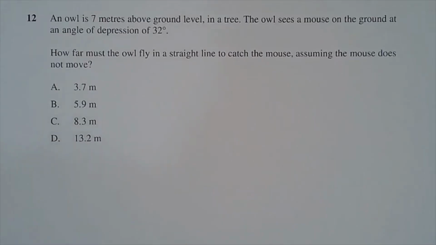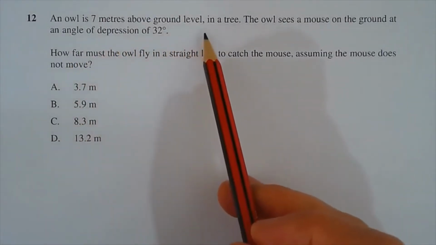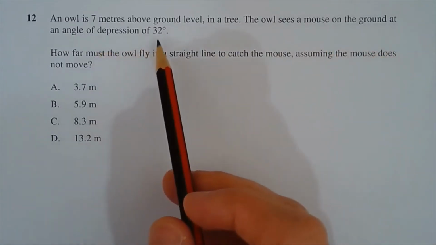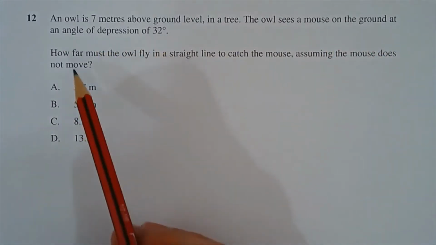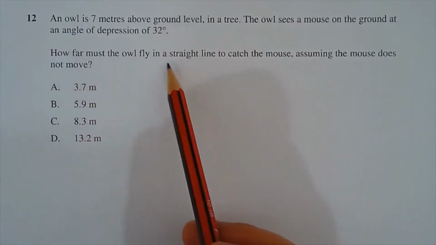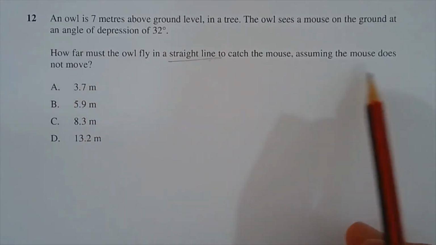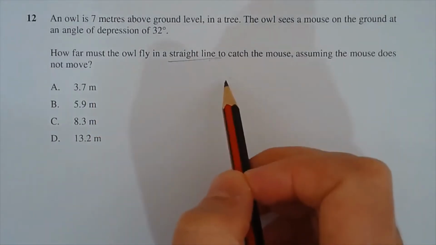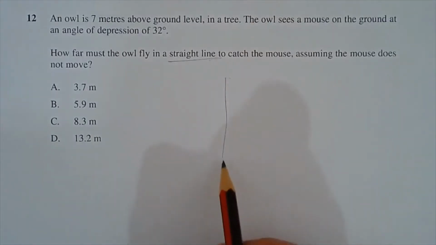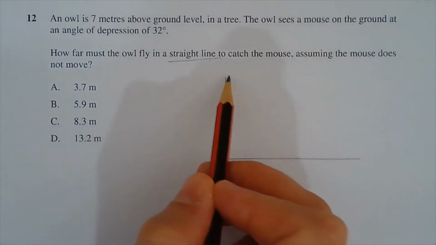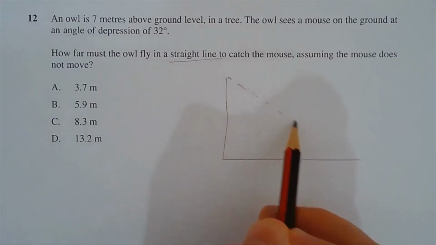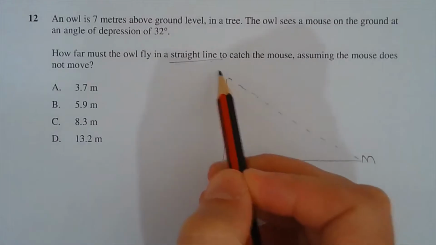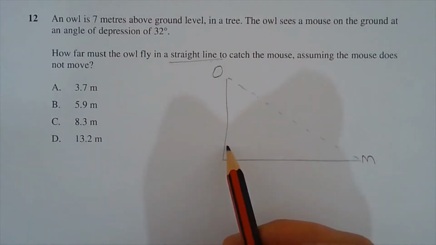Question 12. An owl is 7 meters above ground level in a tree. The owl sees a mouse on the ground at an angle of depression of 32 degrees. How far must the owl fly in a straight line to catch the mouse, assuming the mouse does not move? First thing we do, let's draw a wireframe sketch. There's our tree. There's the ground. Here's the straight line distance. There's the mouse. There's the owl. 90-degree angle.